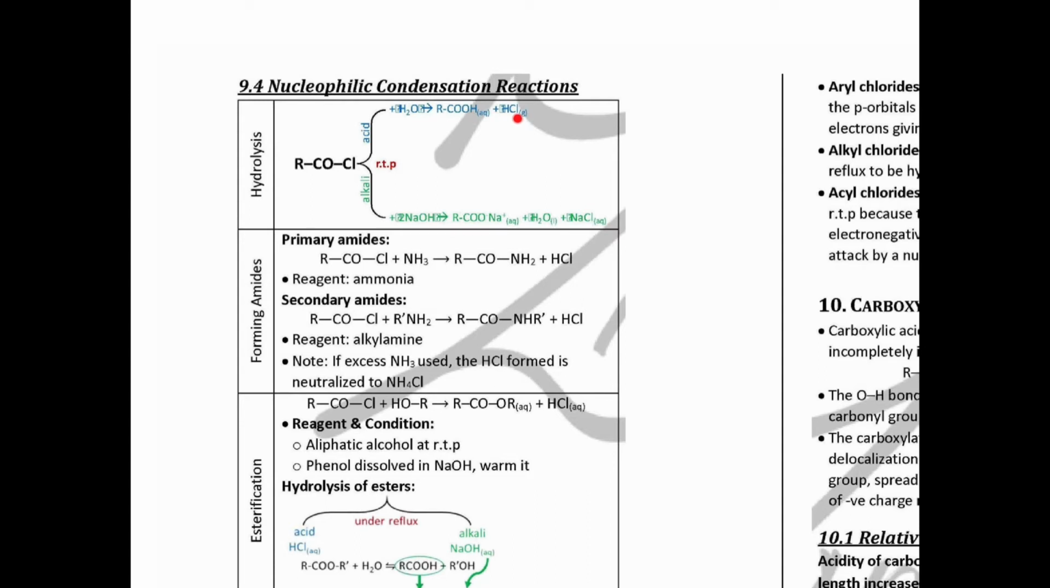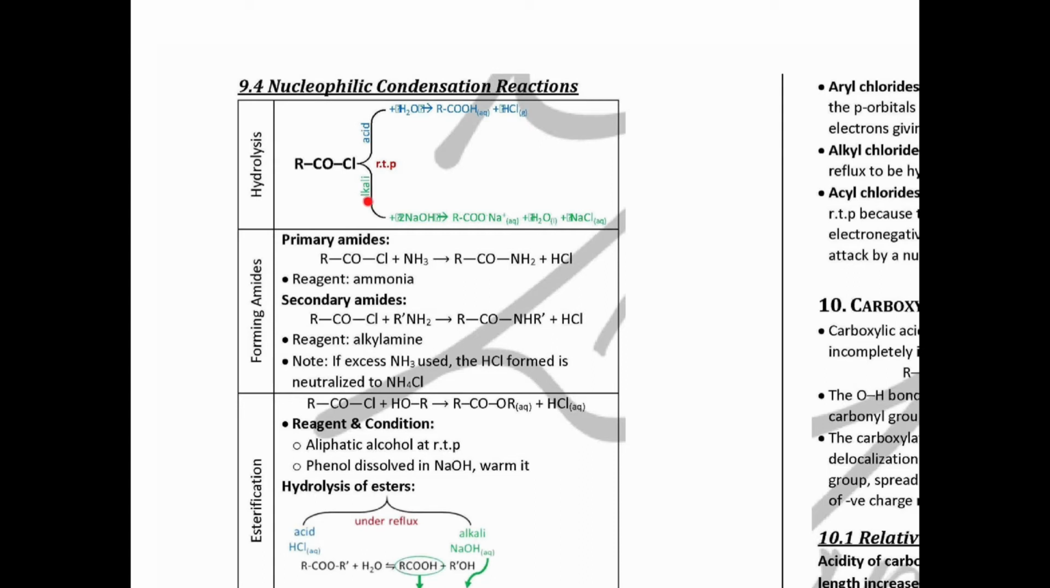So Cl comes out to form HCl with another H coming from the H2O. So the H from H2O combines with the Cl minus that comes out through the mechanism and forms HCl. The removal of HCl is a condensation reaction, and the nucleophile will remain, the OH is the nucleophile. The OH sticks to the carbon. So they form this product, which is carboxylic acid.